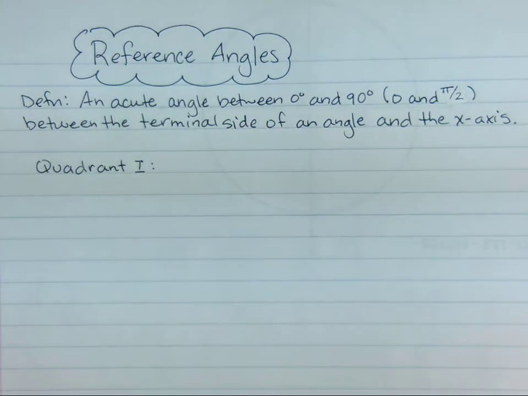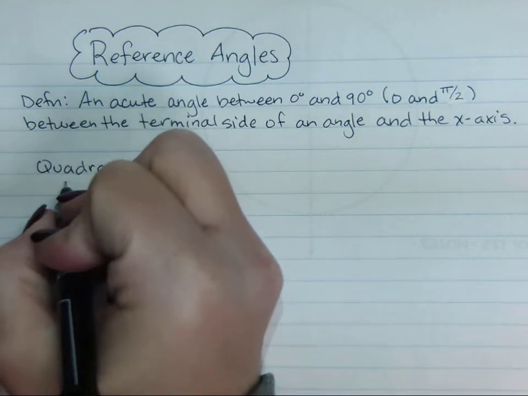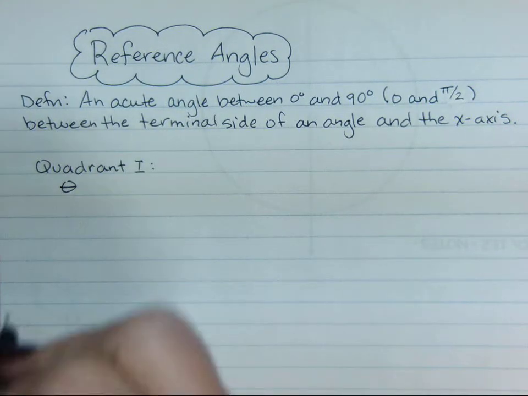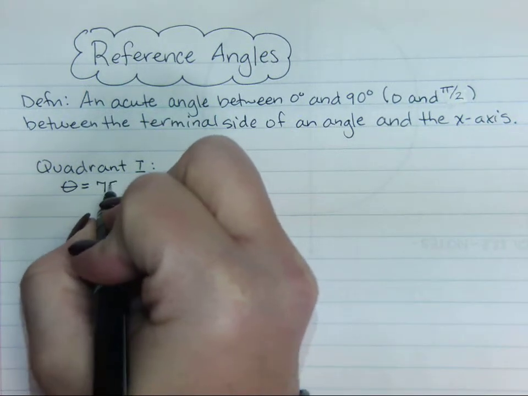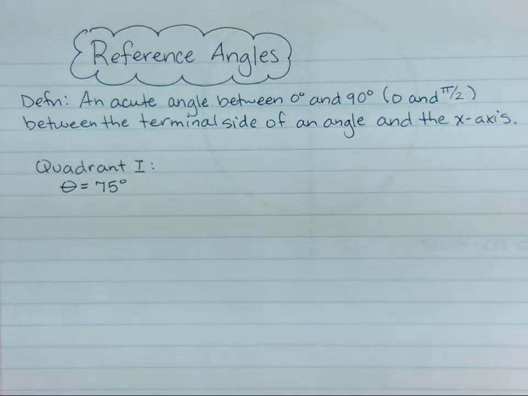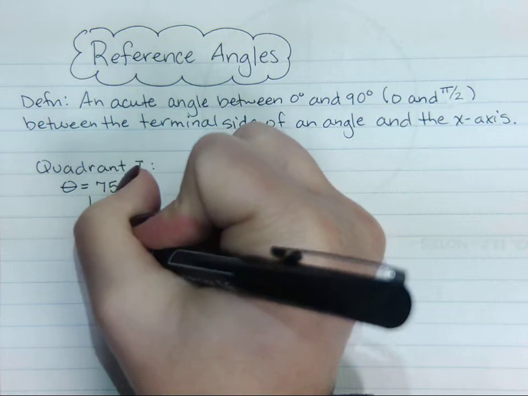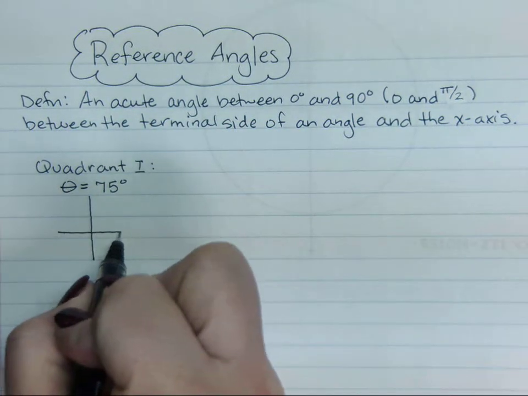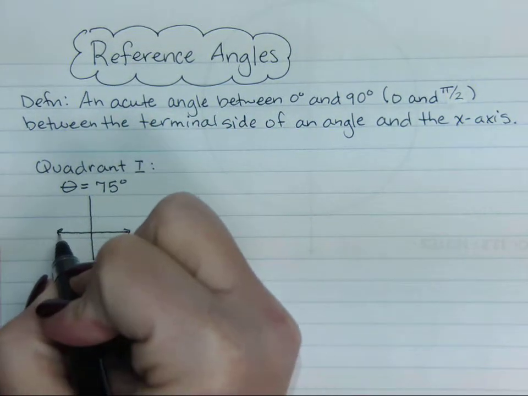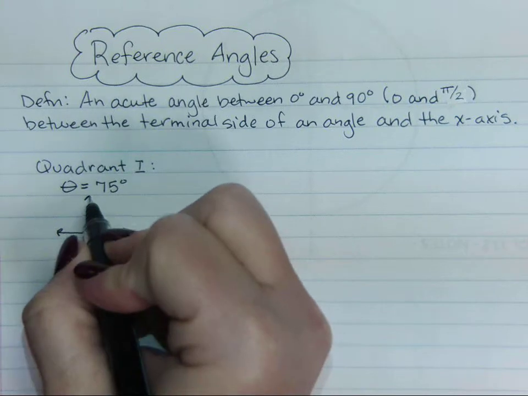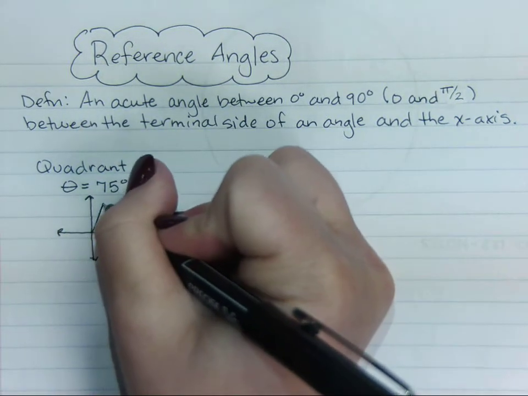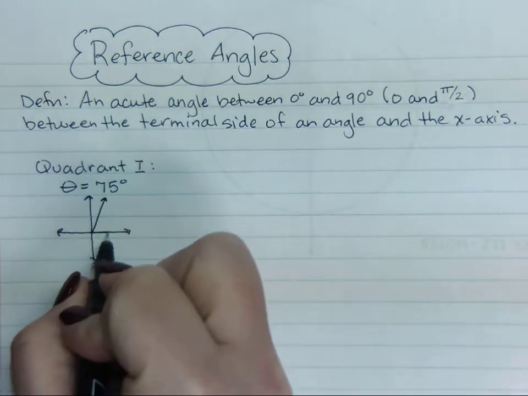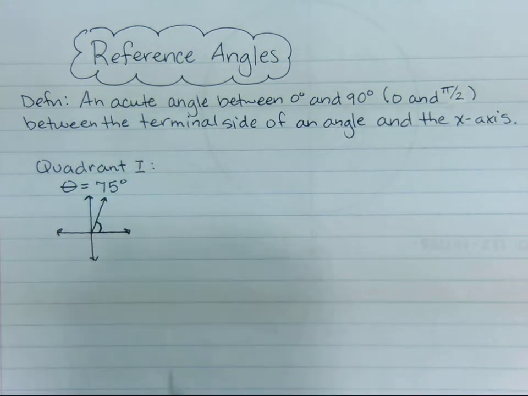All right, so if you have an angle in quadrant 1, we're going to call theta our angle, and say we look at an angle that is 75 degrees. All right, so here's our angle. We again want to sketch it very quickly in standard form. And so 75 degrees is about right here. And so this would be our angle.